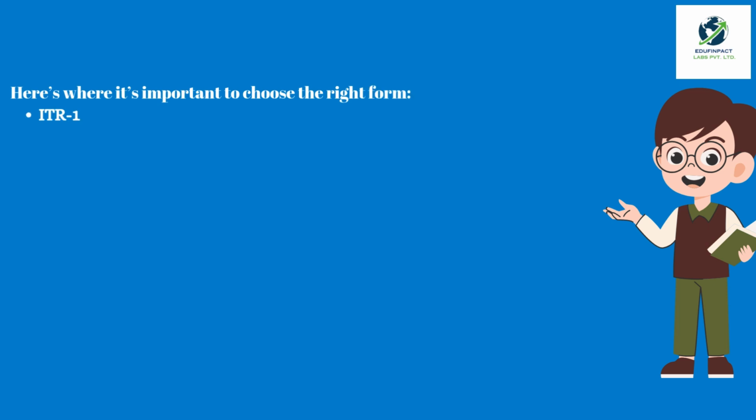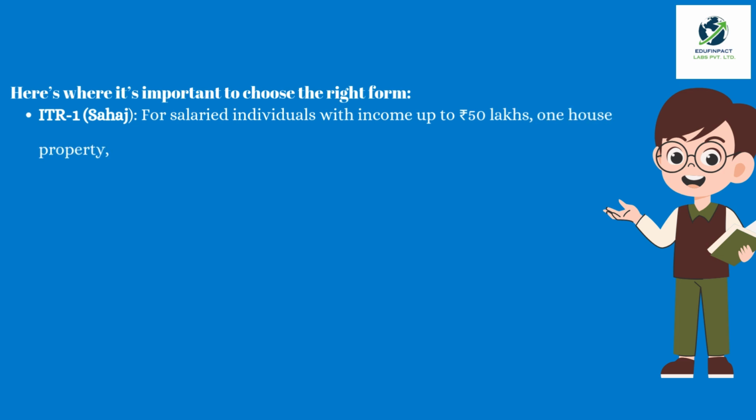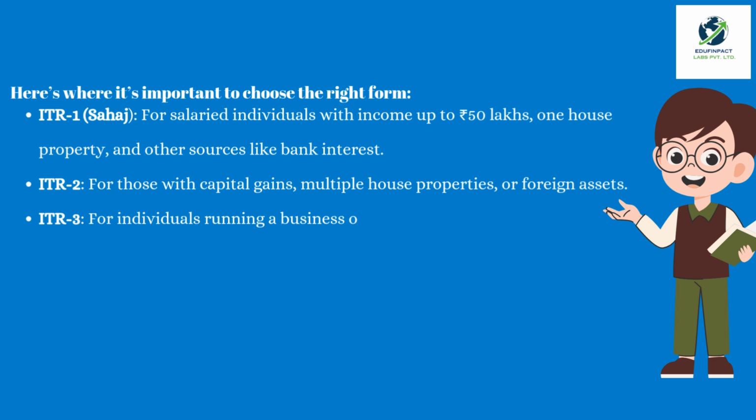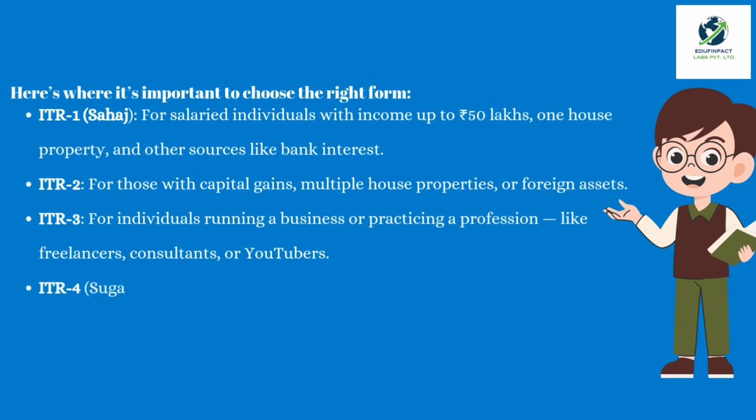So there are 4 types of ITR form. ITR 1 for salaried individuals with income up to Rs 50 lakh, one house property and other sources like bank interest. ITR 2 is for those with capital gains, multiple house properties or foreign assets. ITR 3 for individuals running a business or practicing a profession like freelancer, consultants or YouTubers. ITR 4 for small business owners and professionals opting for presumptive tax. If you are unsure, refer to the form guide on the portal or speak to a professional consultant.